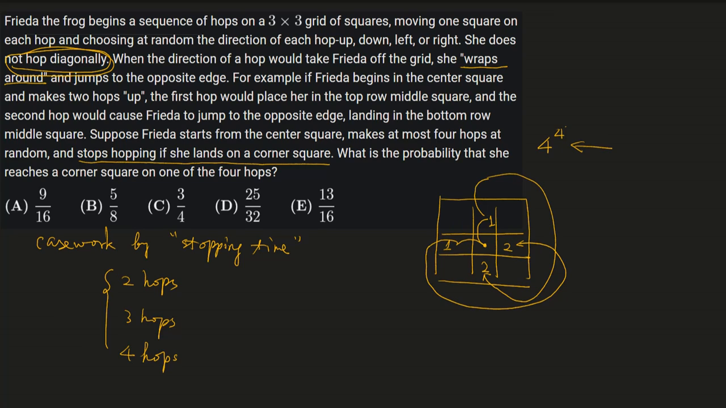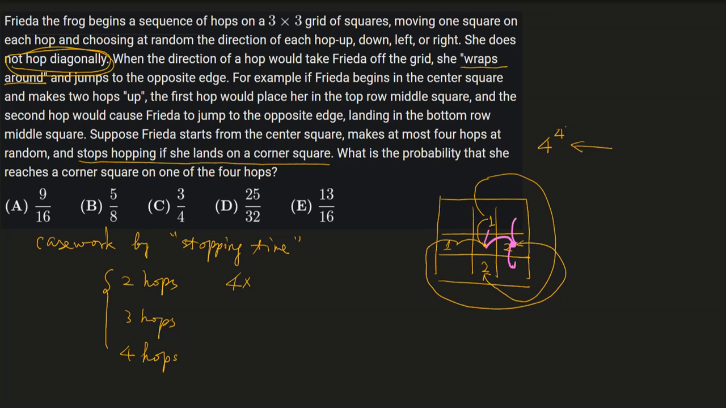Good. Now let's come back to the cases. In the first case, she needs to reach a corner square in 2 hops. And certainly for the first hop, she can hop in any direction. That's 4 possible ways. And then by symmetry, we can assume that she just hops, let's say, to the right. Let's say the first step, she jumps to here. Then she has 2 ways to reach a corner square. She can either go up or go down, right?